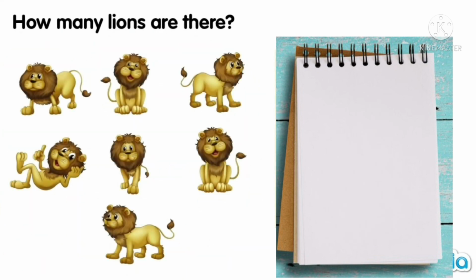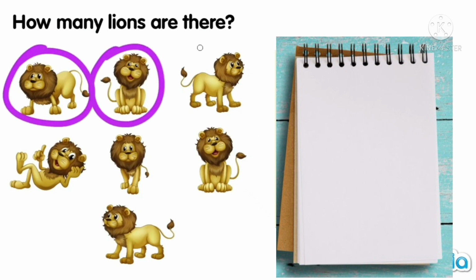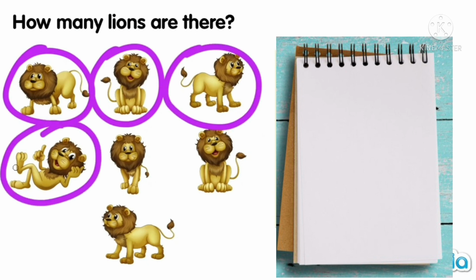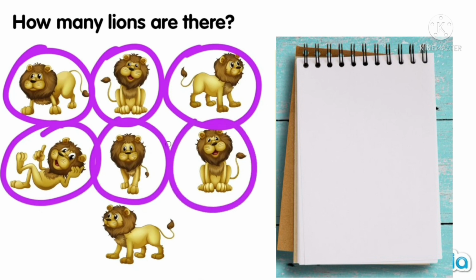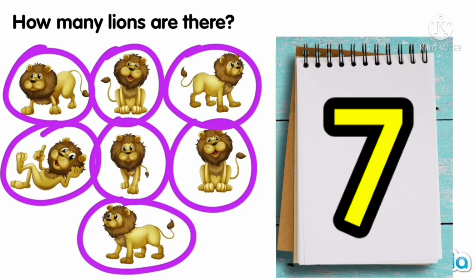How many lions are there? One, two, three, four, five, six, seven. There are seven lions. Seven.